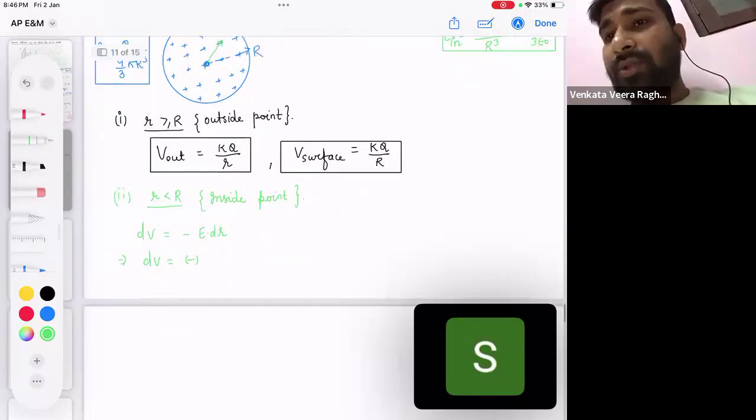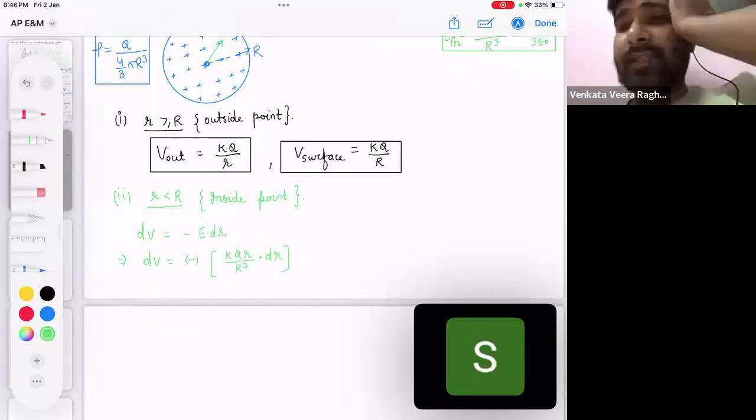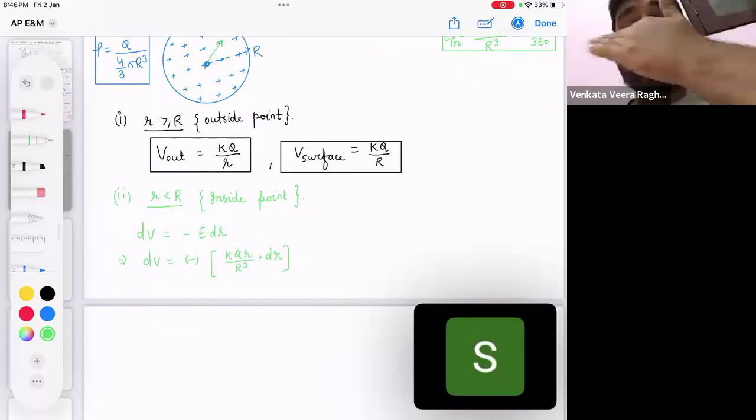The field is kQ small r by R cube into dr. Please tell me, is this dV clear to you?